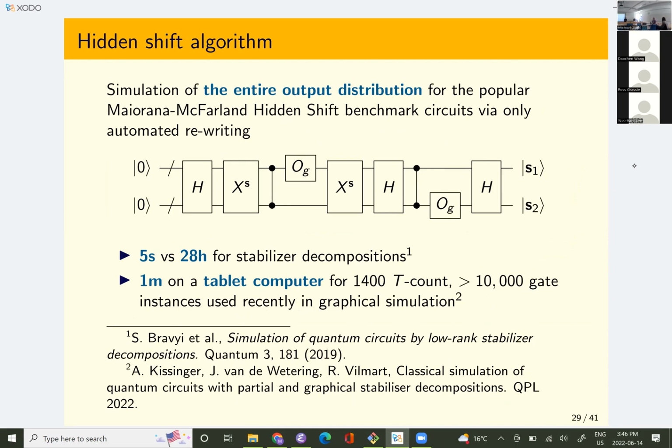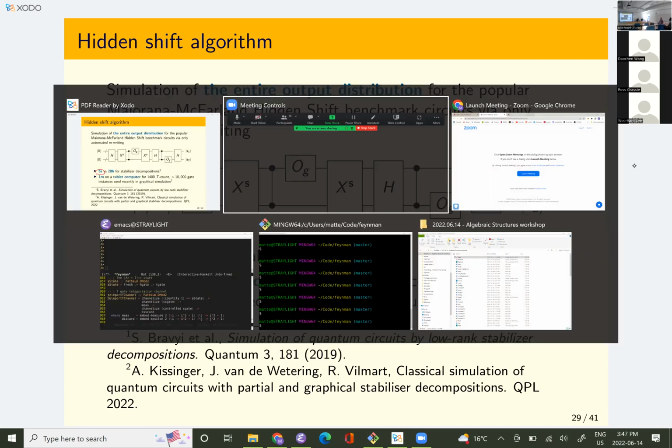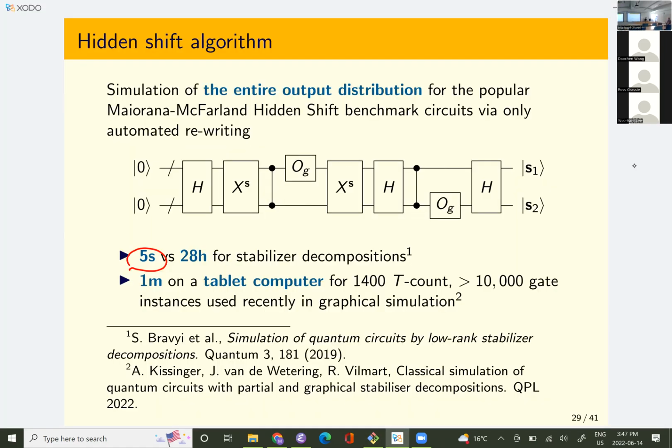Right. So this hidden shift circuit with these Maiorana-McFarland functions has been used to benchmark a number of simulation methods, including the one that Alex Kissinger talked about this morning. And the cool thing is with this method, you can really just crush this particular simulation example. The 2019 paper by Sylvia Rabi and a bunch of other people simulated this particular circuit in 28 hours using their methods. It's 2019. It takes 5 seconds by doing this automated rewriting. And then I just ran it on the 1400 T-gate example that I saw was in Alex Kissinger's paper this morning, and it does it in about 1 minute using nothing but automated rewriting. I'm just going to run that example right now while I finish my topic.